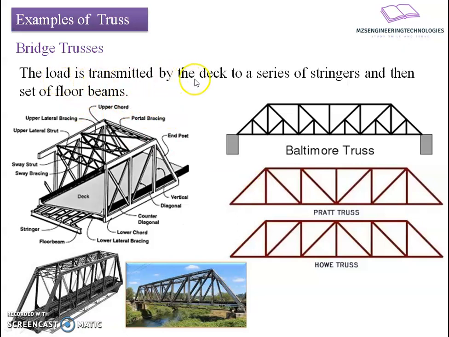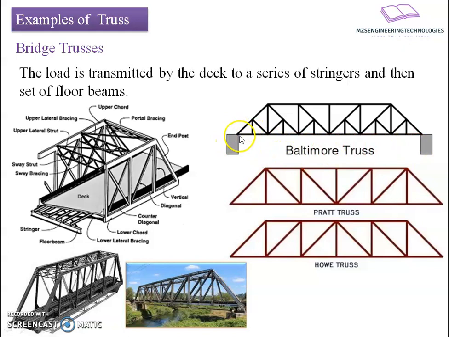The load is transmitted by the deck to a series of stringers and then a set of floor beams. In case of bridges, the trusses are used to connect large span viaduct portions, or we can say overhead portions, or a crossing over a river or any other obstruction. We are going to provide a spanning in inverted format.